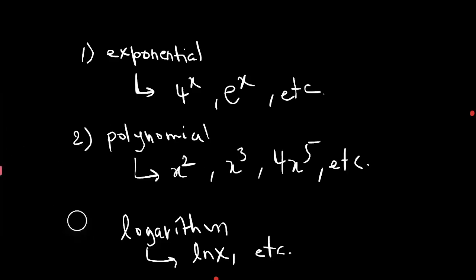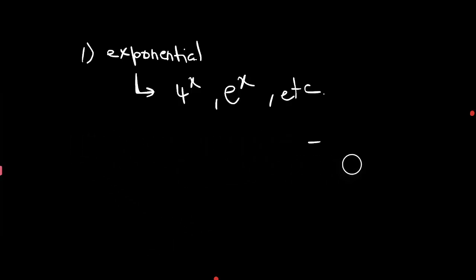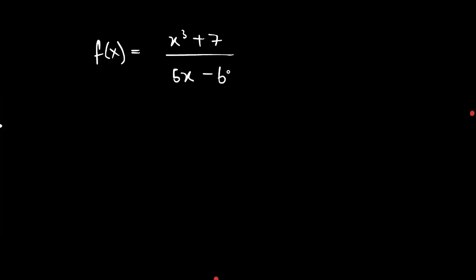Hopefully, by now, again, you are comfortable with different types of functions, and you have a basic idea of what functions have faster growth versus others. So now let's look at an example, right? Let's say that we have our function f of x is equal to x cubed plus 7 divided by 5^x minus 6. So now if we want to basically find the horizontal asymptotes for this function, how do we do this?